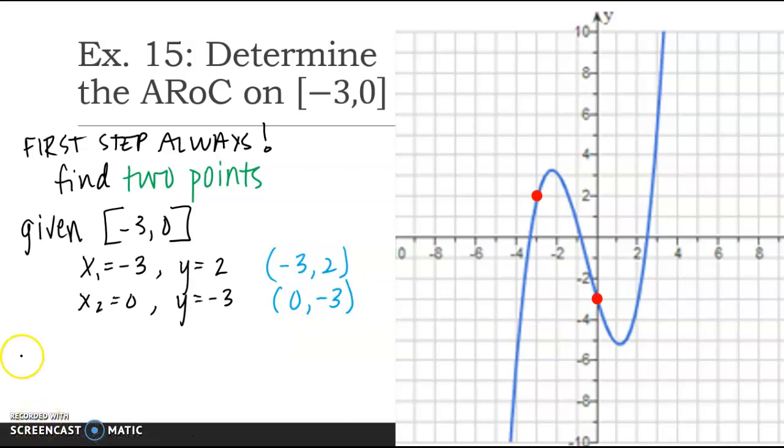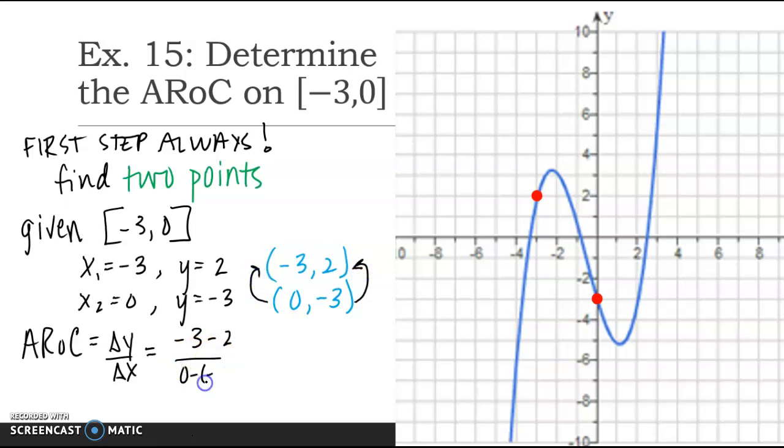So what's my average rate of change? My average rate of change is the slope of the line connecting those 2 points. Change in y over change in x. -3 minus 2, the difference in my y values, divided by 0 minus -3. So I get -5 divided by +3. And that's my average rate of change. Done.